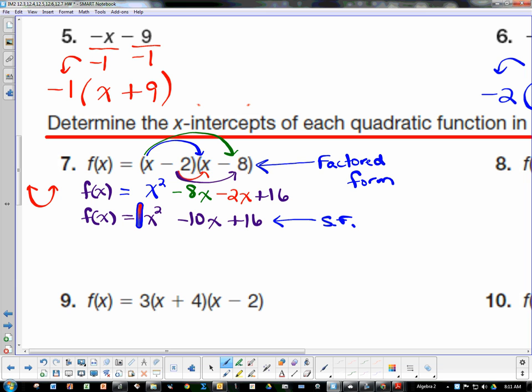Now, I need to erase a little bit of this because I need to generate some room. So, at least right now, you can see that this factored form can be represented in standard form, and they are actually the same. So, I want to do some erasing.